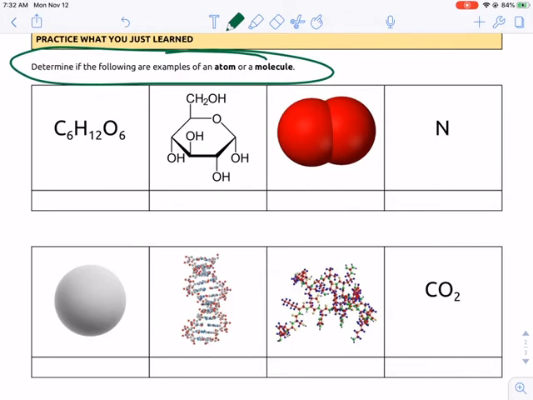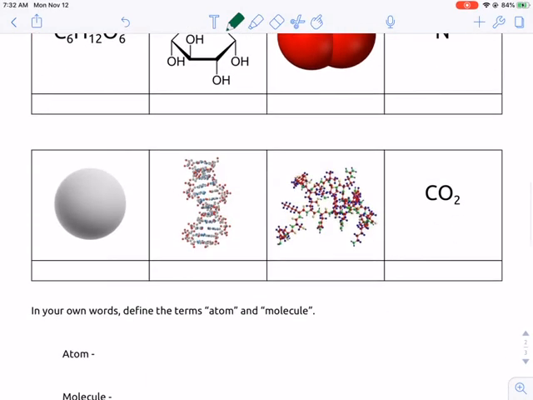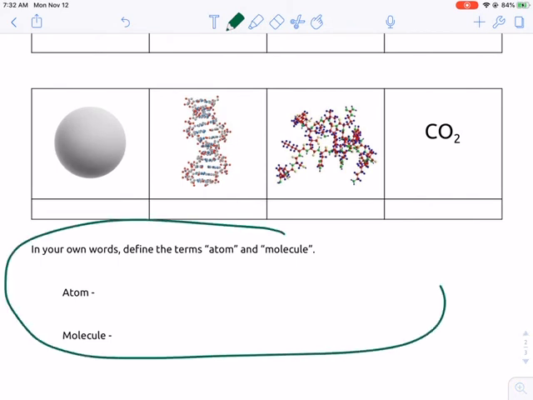So using that information, see if you can identify on the next page whether the 8 examples are examples of an atom or a molecule. And they're shown in very different ways, just like you saw with the water molecule. And then see if you can, in your own words, define what an atom is and what a molecule is.